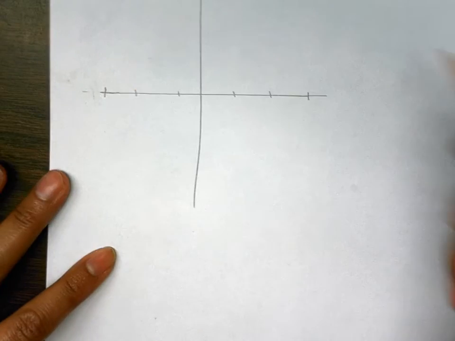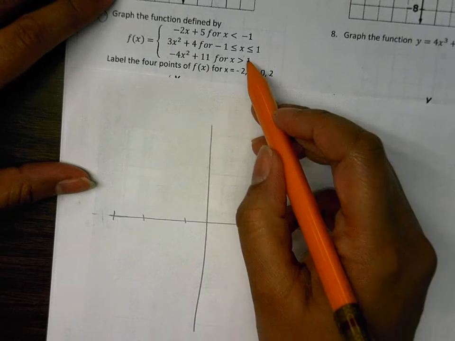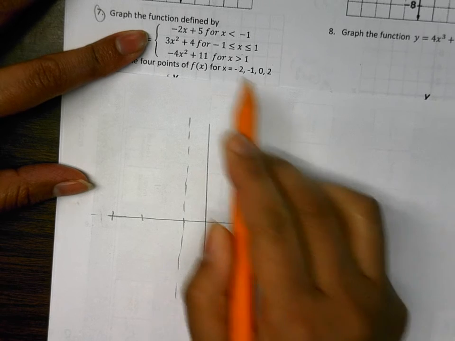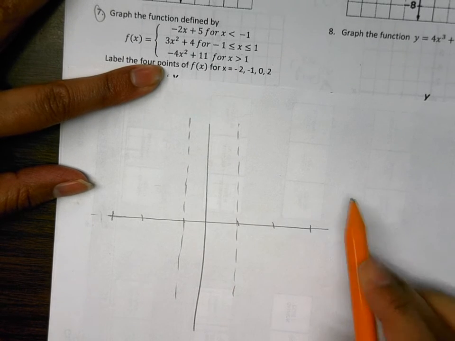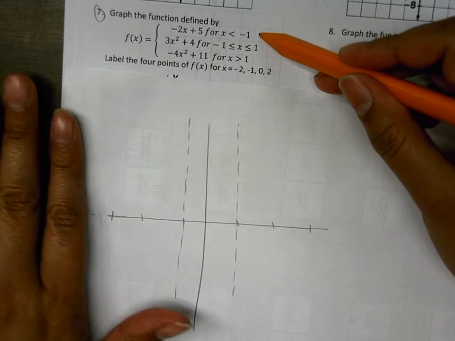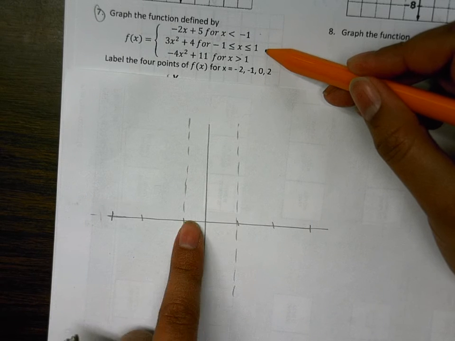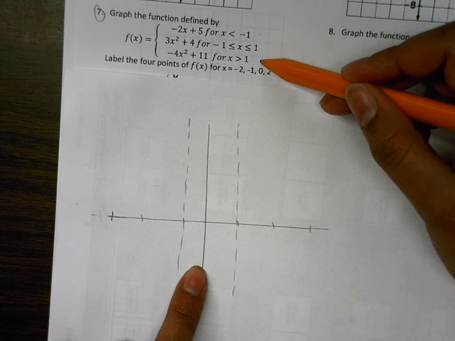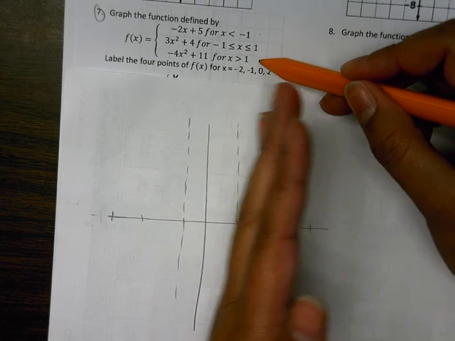All right, so they gave us when x is less than -1, when x is between -1 and +1, and then when x is bigger than 1. So there's 3 pieces. The first one is the far left when x is less than -1. The middle piece is where x is sandwiched between -1 and 1. And then the far right is this last one where x is bigger than 1.